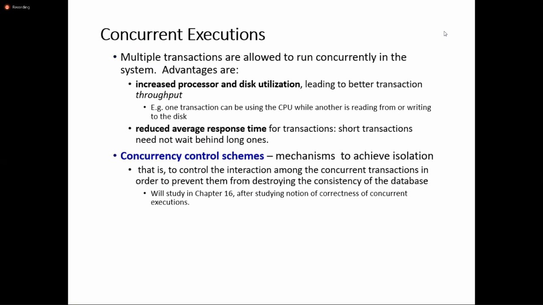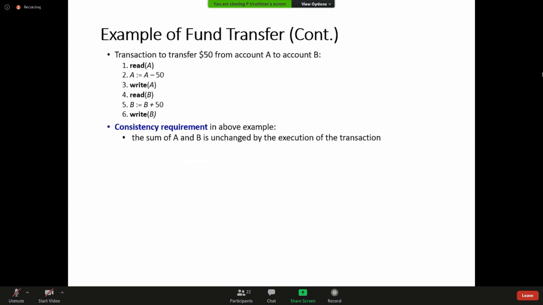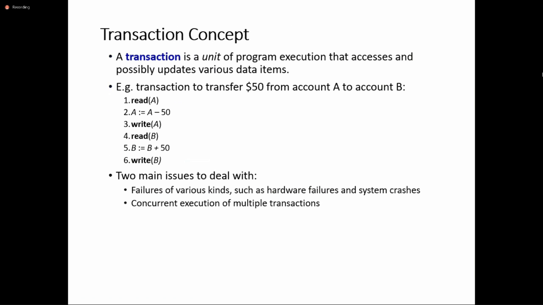By this we can make one transaction one task or many tasks. A transaction is a unit of program execution that accesses and possibly updates various data items. It could be one data item or many items that you change or update, but we consider it one transaction, not many transactions.